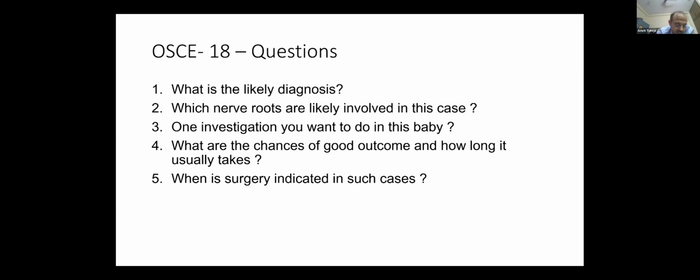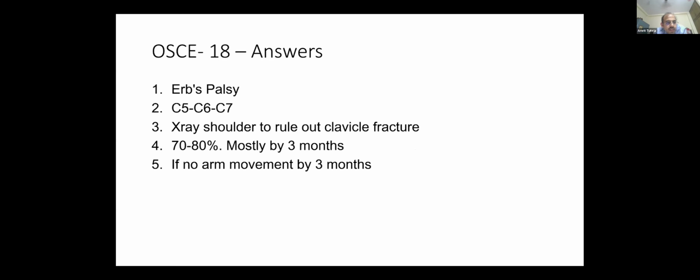So more or less, at least everyone will pass. 50% of answers are anyway correct for everyone. Erb's palsy, C5 to C7, is correctly answered because wrist drop is also there. X-ray of the shoulder anyway has to be done to rule out fracture. So in any baby with this difficulty, fracture clavicle should be ruled out, correctly answered.